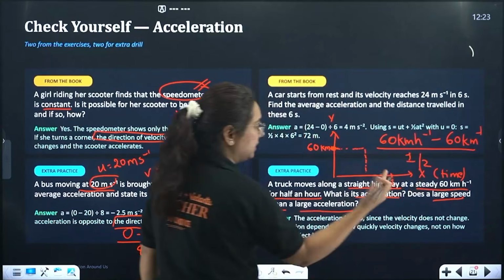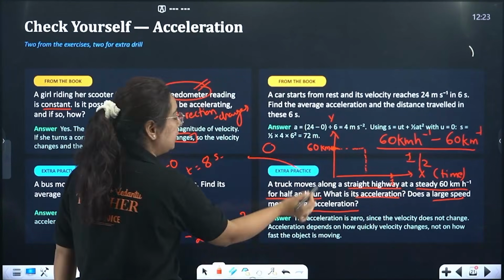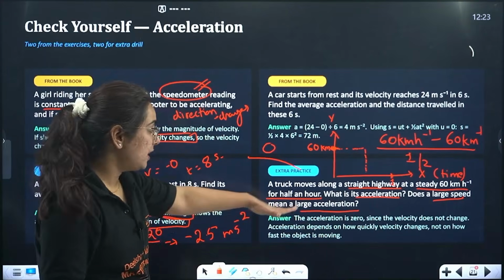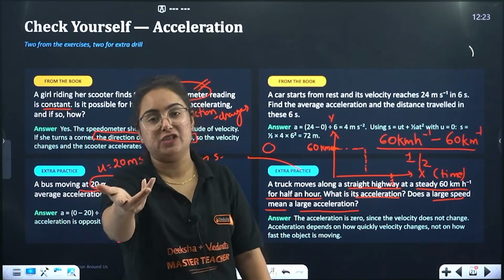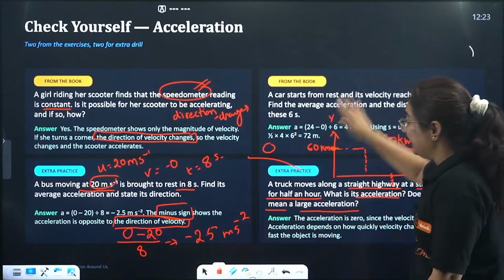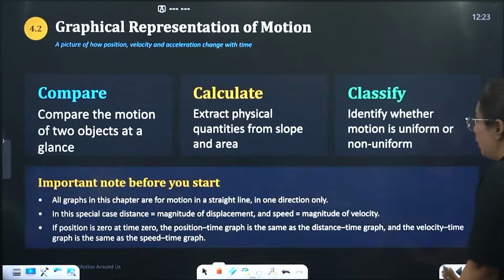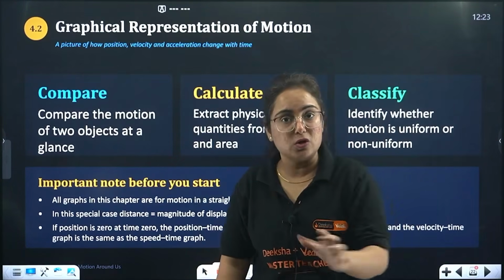Okay, it is just roughly done. What will happen? 60 minus 60 is 0, and the acceleration will become what, beta? 0. The velocity does not change, and acceleration depends upon how the velocity changes. If there is any change in the velocity, it will create a change in the acceleration too. Done. Now we are moving to graphical representation of motion, right?